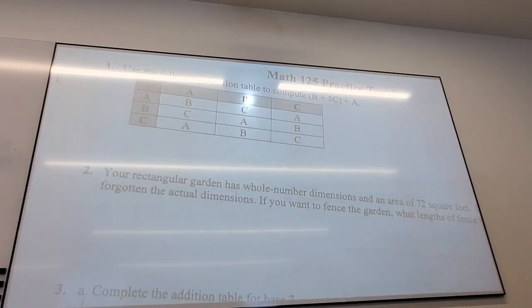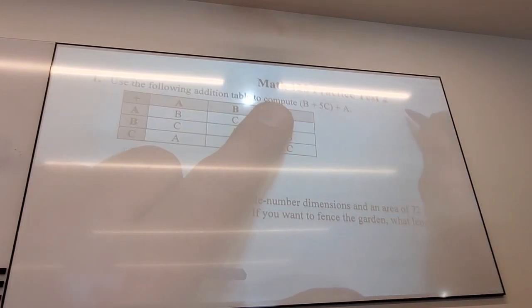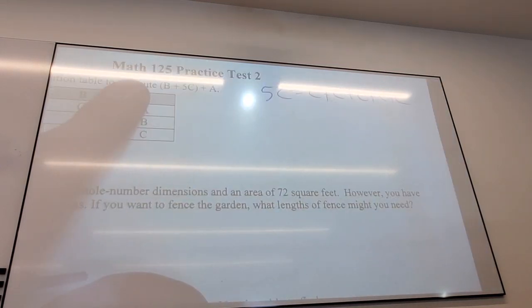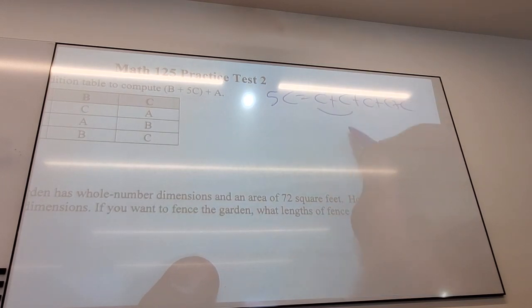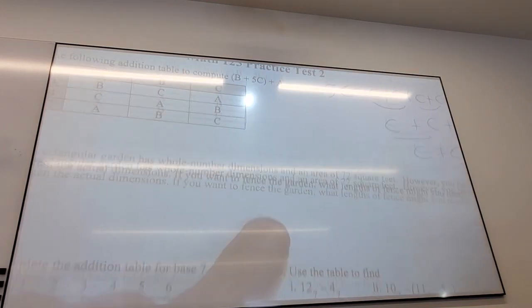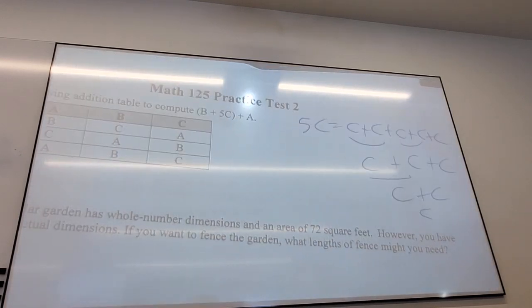We do this again. Does everybody agree with me that 5C means C plus C plus C plus C plus C? Yes? What's C plus C? C plus C is C. What's C plus C? C. Okay, so 5C is C. So what does C seem to be acting like? It seems to be acting maybe a little bit like 0. 0 plus 0 plus 0 plus 0 plus 0, 5 times 0 is 0.